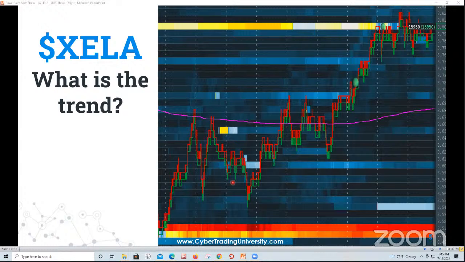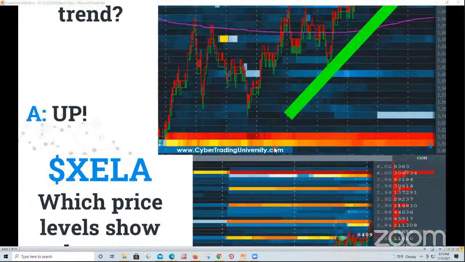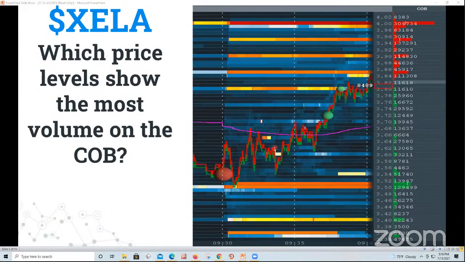What is the trend of the stock? Well, I know this is a stupid question, and I'm going to give you the stupid answer. It's going up, right? We don't need something to tell us. It's common sense. It looks like a chart. We know the trend. But the big thing about being a successful trader is having a game plan. That's where it comes down to it. And having a game plan works off this: what price level shows the most volume on the COB? Well, if you look right here up on top, you got big support levels right around 3.50, and you got big resistance levels at $4.